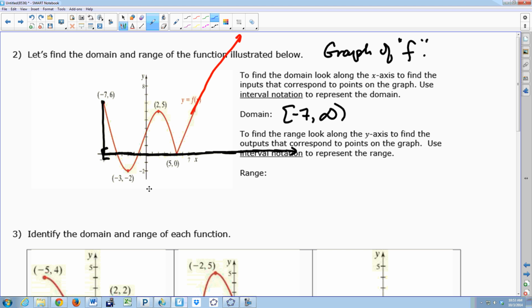We'll put that in blue. What about my range? Can you help me with that, Nick? Yeah, because here's my smallest y value. I put my bracket like that. Yeah, it would be. Because look, ever and ever, right up the y-axis, okay?